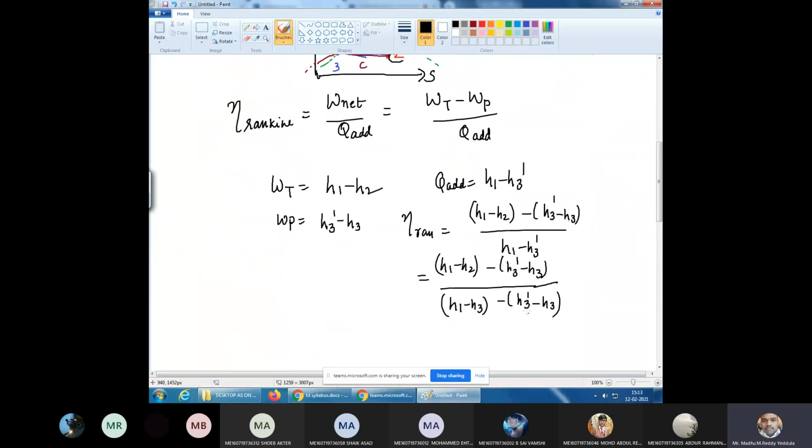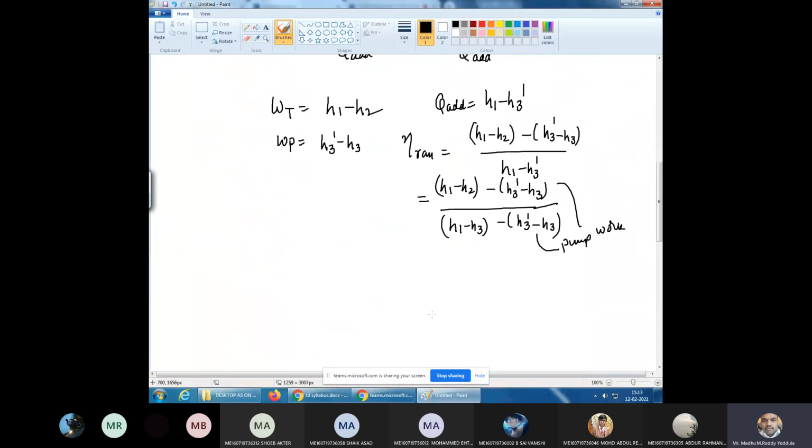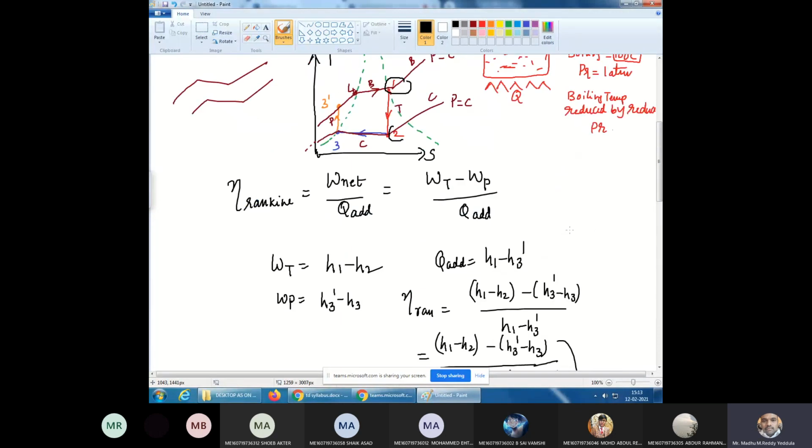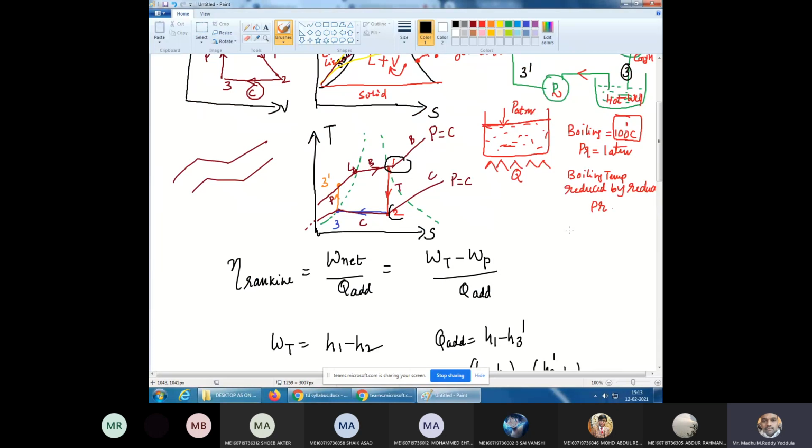What is this H3 dash minus H3? This is nothing but pump work. This is also pump work. Agree? When compared to the turbine work, pump work is very small. Therefore, WP can be neglected. If you neglect the pump work, then efficiency of Rankine is equal to H1 minus H2 divided by H1 minus H3. This is the efficiency of the Rankine cycle.